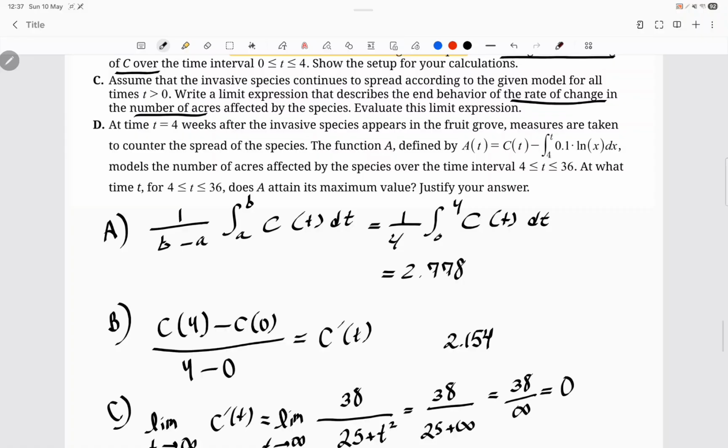Okay, part D says at time of 4 weeks after the invasive species appears in the fruit grove, measures are taken to counter the spread of the species. We have this A equation, which is the number of the acres affected by the species over the time interval from 4 to 36. At what time does A attain a maximum?